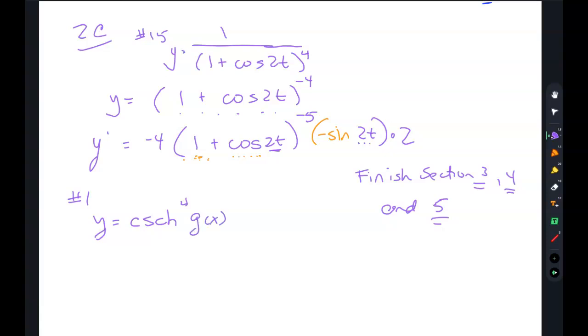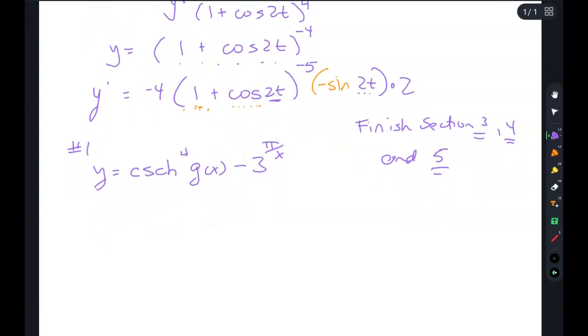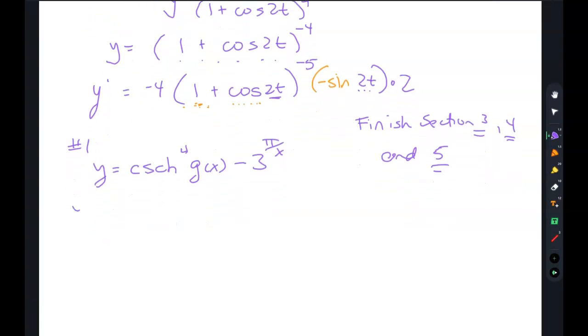Okay, so on number 1, this was y equals hyperbolic cosecant to the fourth of g of x minus 3 to the pi over x. Wow, that's pretty ugly. So let's invest some time rewriting this. The 4 here means the whole thing is to the fourth power, so I carry along this hyperbolic cosecant of g of x.